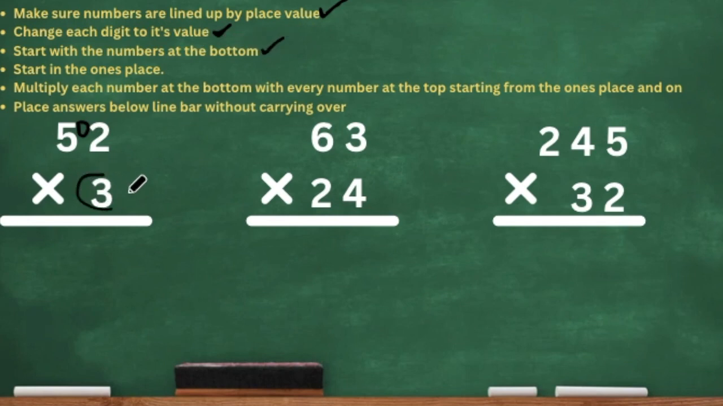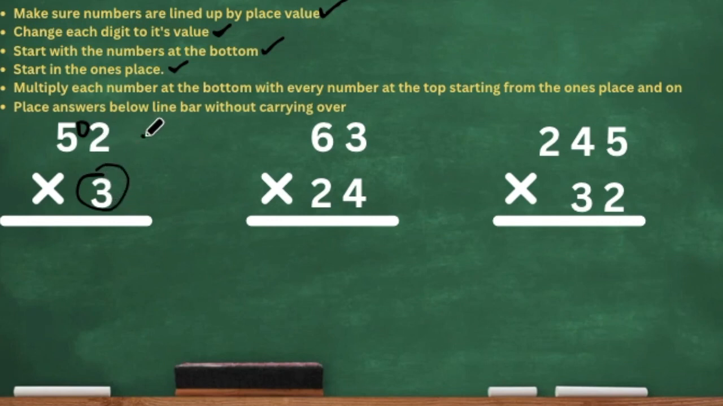Then it says start with the numbers at the bottom. We only have one number at the bottom, right? Then it says start in the ones place, and the 3 is in the ones place. And then it says multiply each number at the bottom with every number at the top. We're going to take that 3 and multiply it by each number at the top, right? So first we're going to do 3 times 2, right?